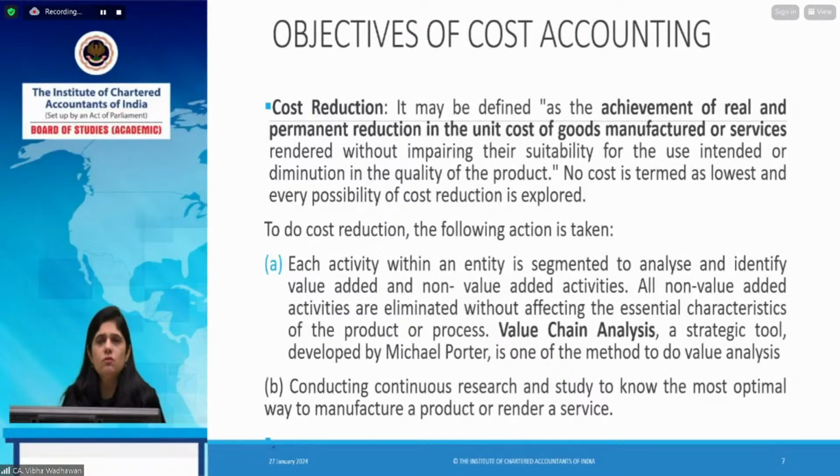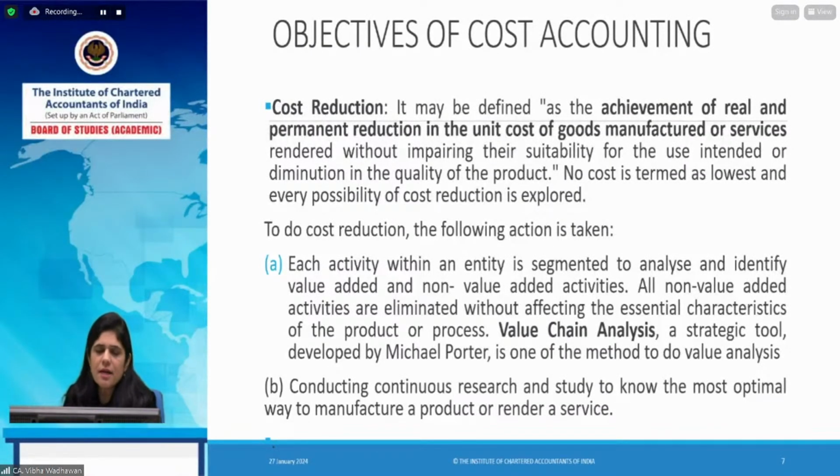I have eliminated 1. So the non-value added activities in the entire process of the development of the product is removed if it is not adding any value to the product. So this way, the cost will be reduced. Of course, if you are reducing one activity, the cost which was there as a part of that activity 2 will be reduced, consequently reducing the unit cost of the product. All right. So this is how it goes. So each activity is analyzed and then is segregated into value added and non-value added. All non-value added activities are eliminated without affecting the essential characteristics of the product.